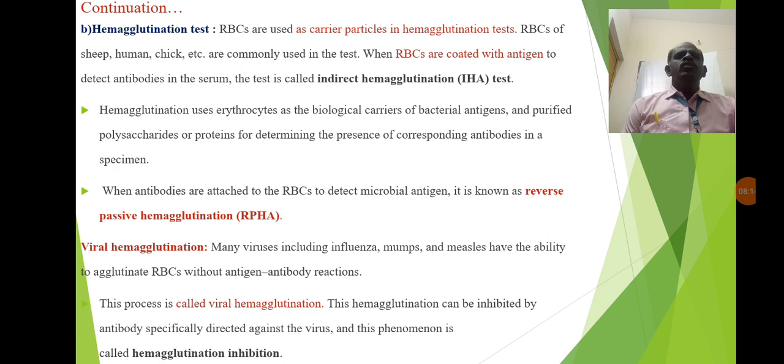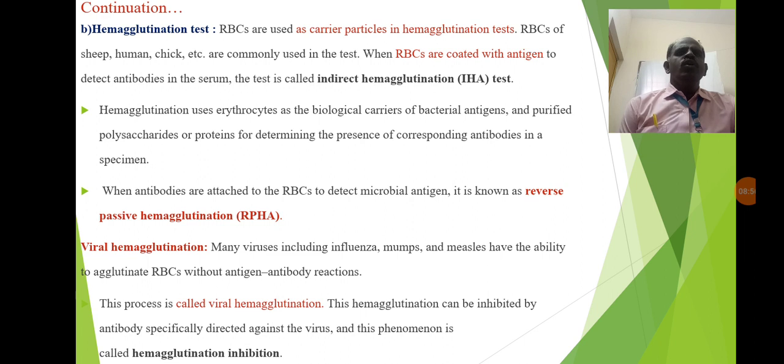In case of hemagglutination, RBCs are used as carrier particles. RBCs of sheep, human, or chick can commonly be used. When RBCs are coated with antigen to detect antibodies in the serum, this test is called indirect hemagglutination test, or IHA. Hemagglutination uses erythrocytes as a biological carrier of bacterial antigen and purified polysaccharides or proteins for determining the presence of corresponding antibodies in a specimen. When antibodies are attached to the RBCs to detect microbial antigen, it is known as reverse passive agglutination.